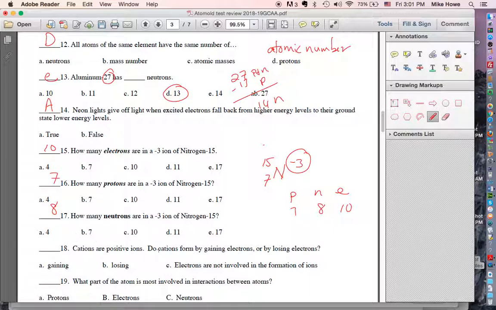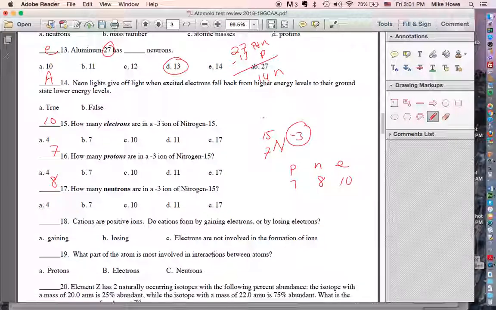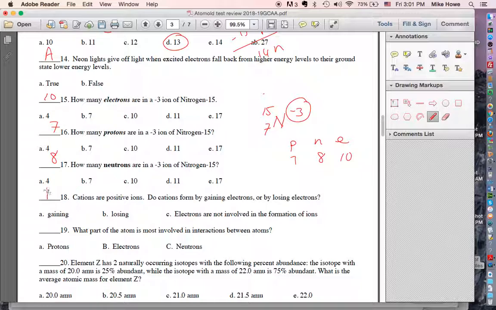All right, cations are positive ions. Do cations form by gaining or losing? So if they're positive, they've lost. Because when you lose electrons, you become more positive. Like here, you gained electrons, you became more negative.